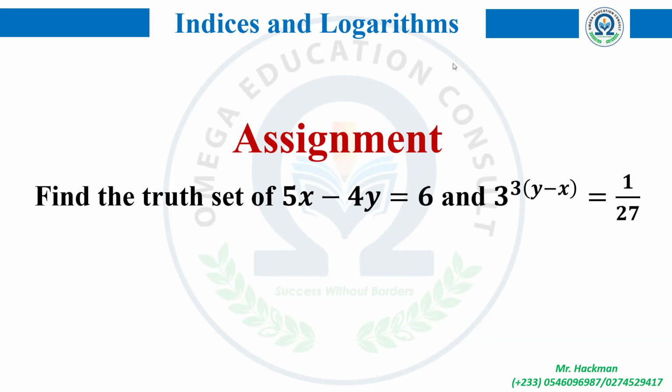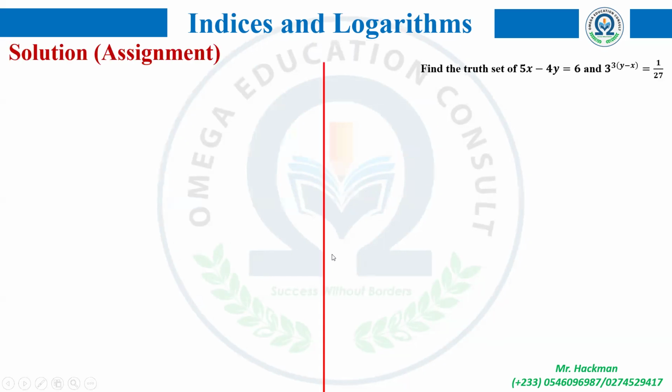Take notes. Here, obviously, we are asked to find the truth sets. So as you read the question, underline the truth sets. You know that we are supposed to protect our marks, and by so doing, we'll protect our marks. After that, we have two equations given. So quickly, let's have a look at the solution.